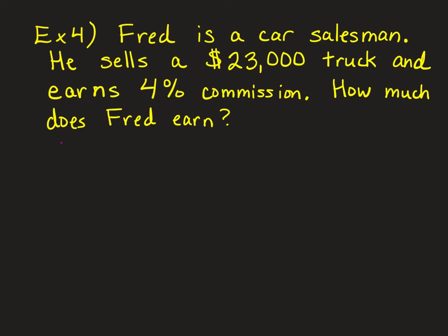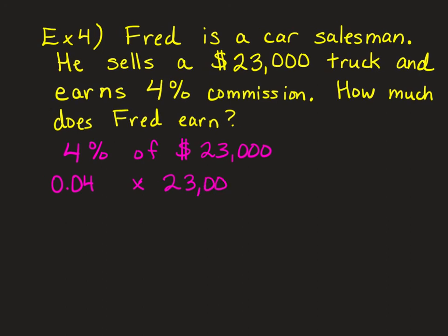So he earns 4% of $23,000. So when we solve this, we'll know the exact amount that he earns. So 4% is 0.04, of means times 23,000. And you can type that into a calculator, and we get 920, which tells us that he earns $920.